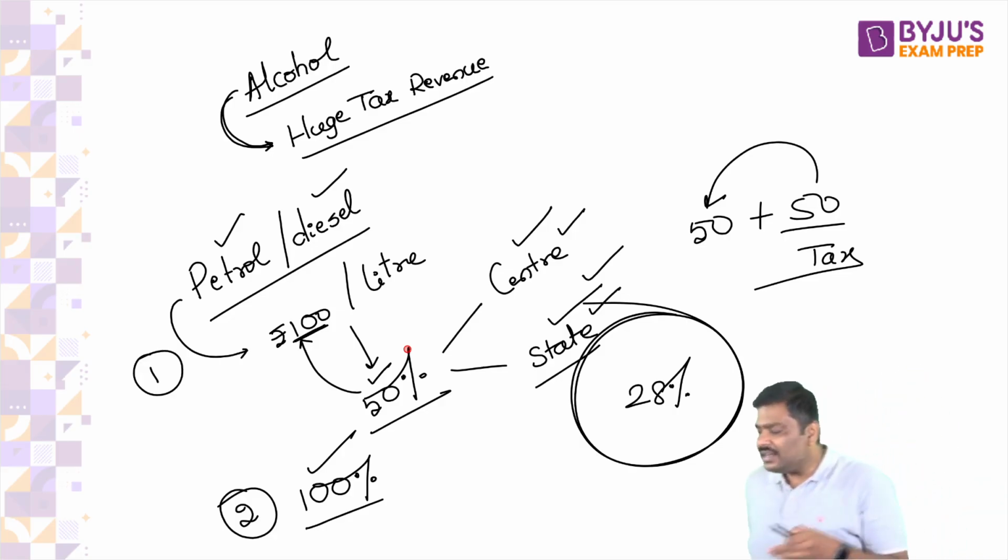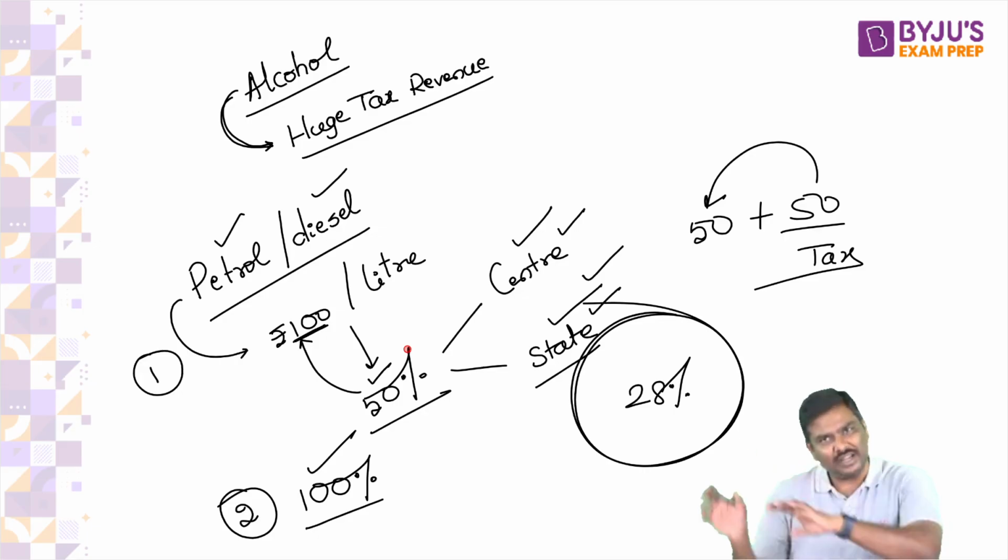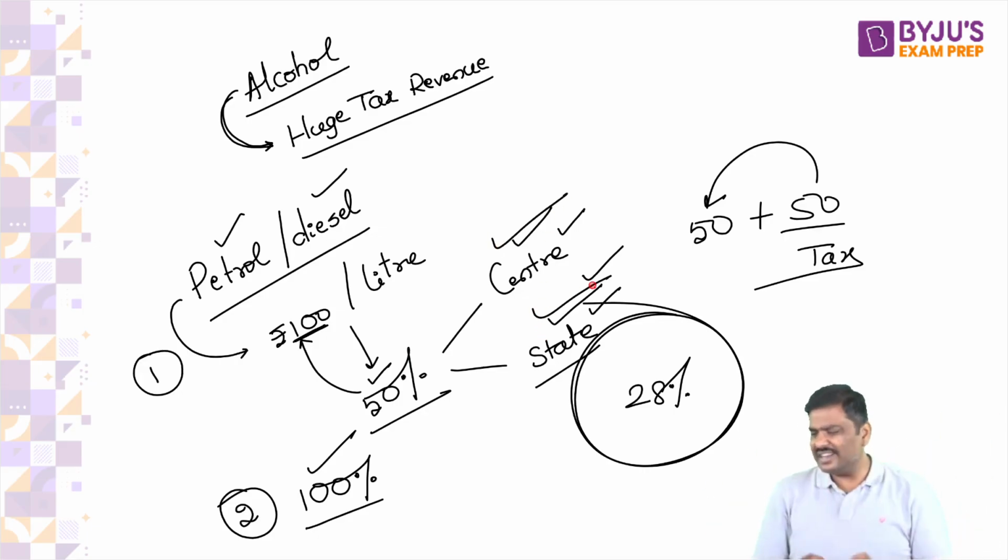Sir, what about aviation turbine fuel? Same. Even in case of aviation turbine fuel, there is no GST. Both center and state have different tax rates. How tax rate is 100%? My dear, if you are imposing a tax of 50 rupees on a price of 50 rupees, what is the tax rate?